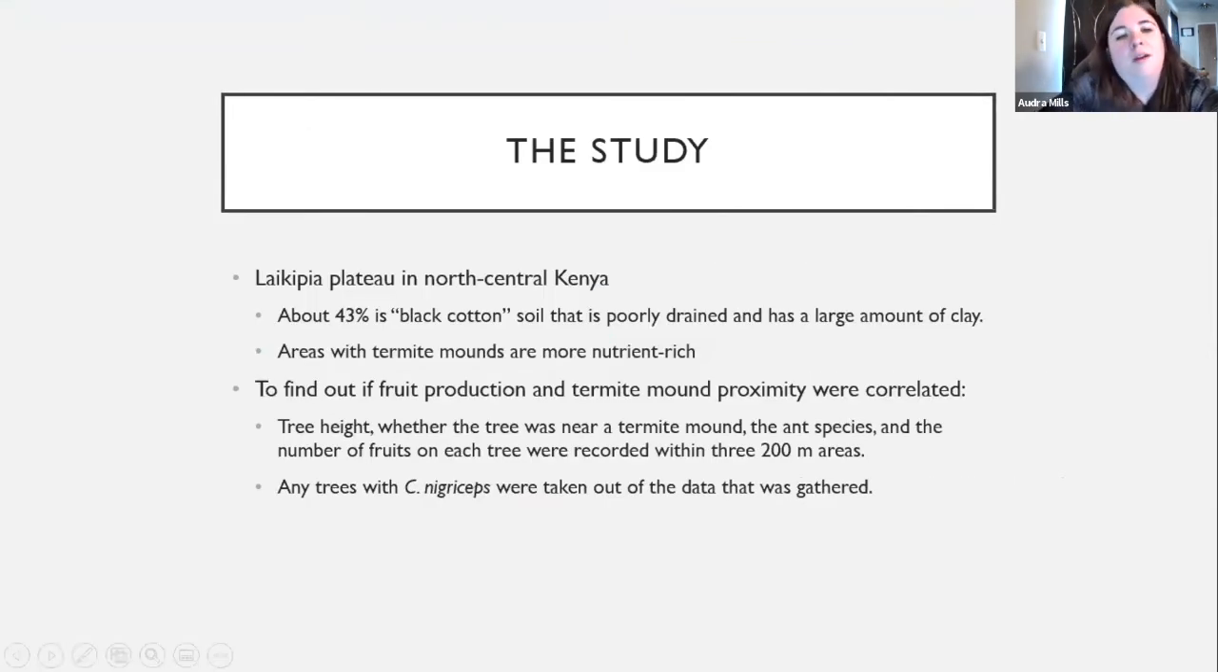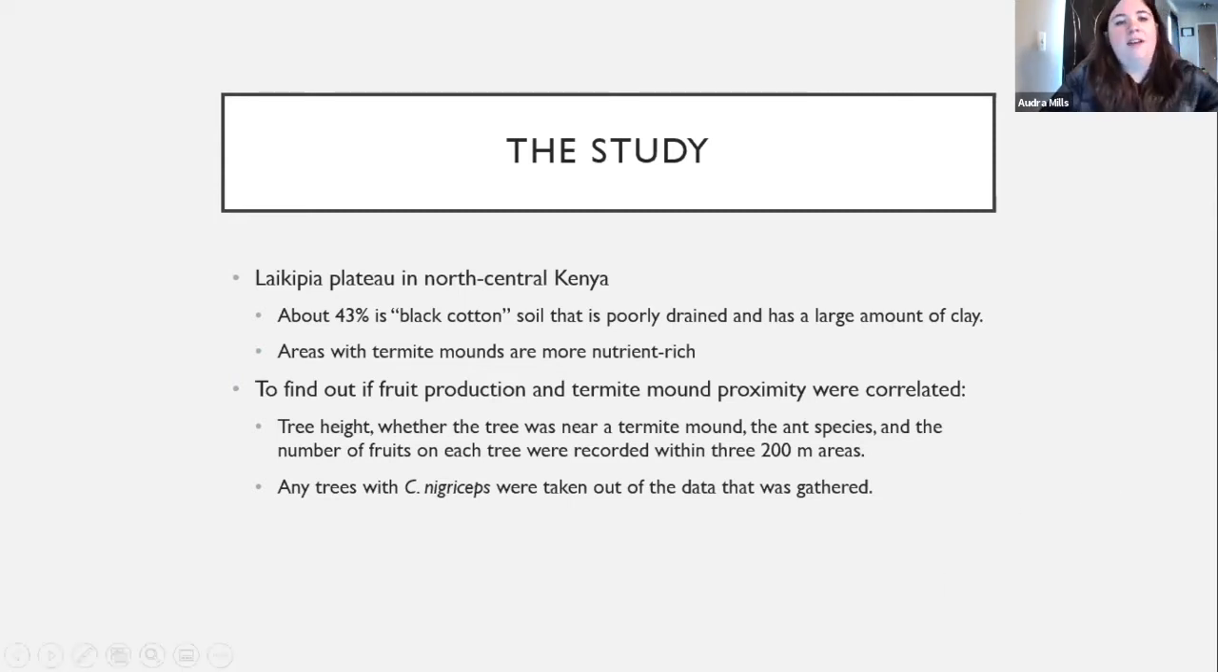And the soil with these mounds has a lot less clay and has enhanced plant water relations, which is very important because where this study took place at the Laikipia Plateau, about 43% of it is black cotton soil that is poorly drained and has a large amount of clay. So these termite mounds really help enrich the nutrients in the area.